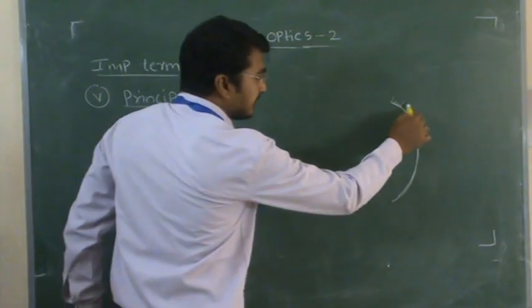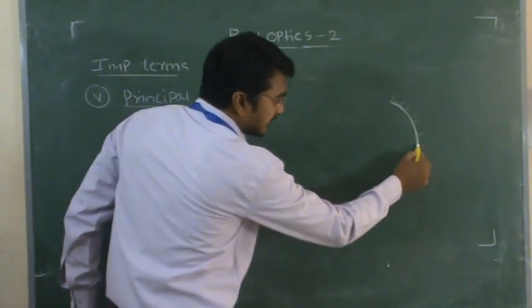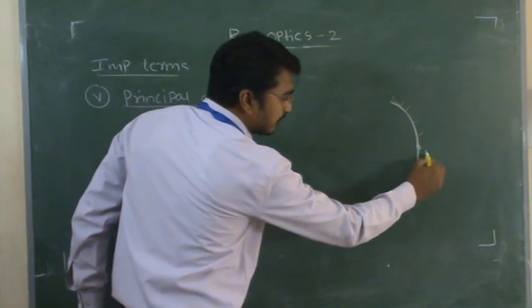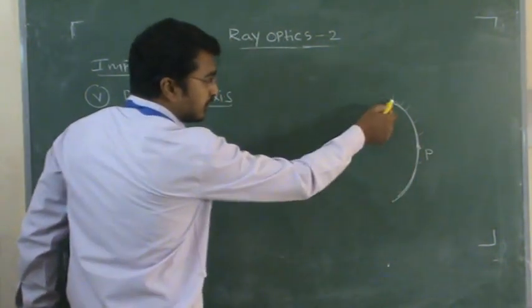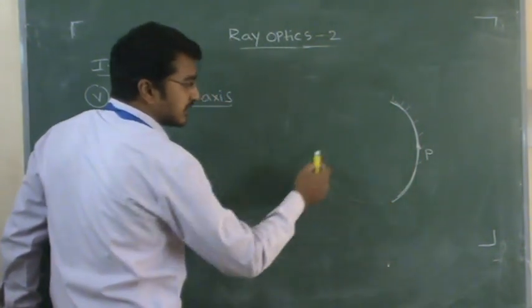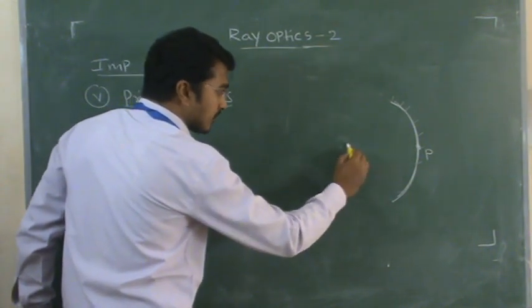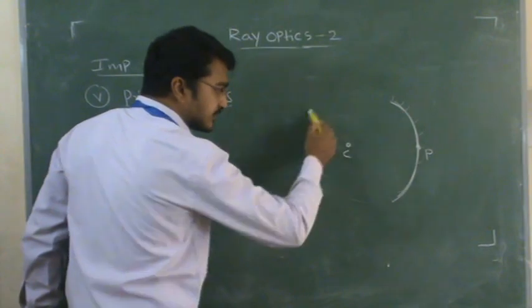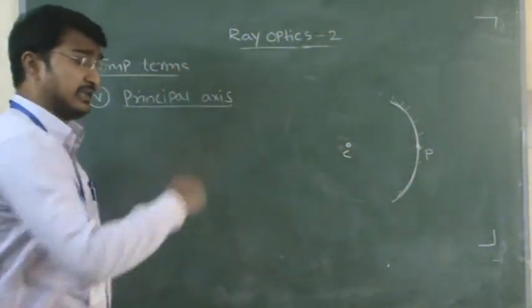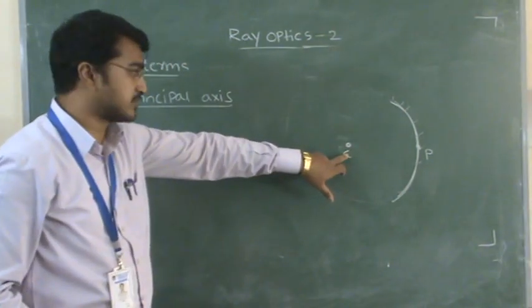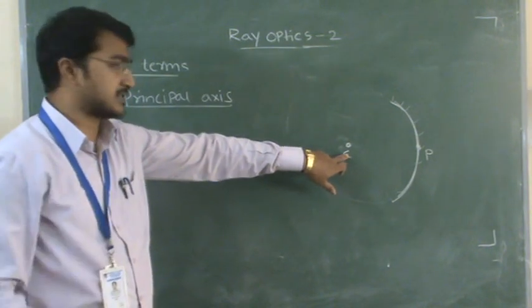So this is a mirror. The center, this is called the pole. If you extend this one, it forms a sphere. So the center will be here. If you extend this mirror curvature, it forms the sphere. The center point of the sphere is called the center of curvature, right?